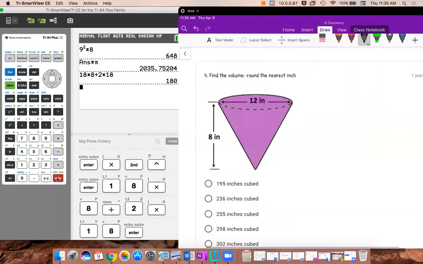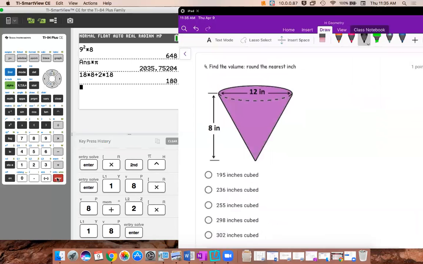Okay, 4, we want to find the volume of this cone. So remember, volume for cones is 1/3 area of the base times the height. So first thing we're going to do is find the area of the base. The area of our base is a circle. We need the radius, so this gets cut in half, so this is 6 inches.